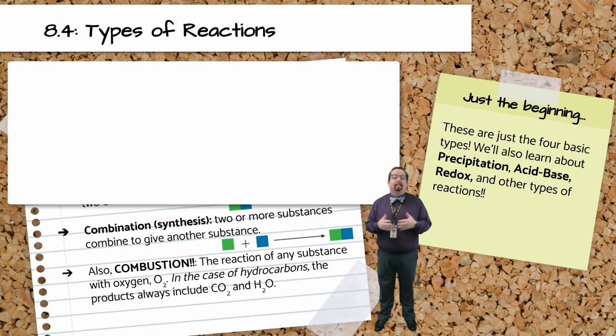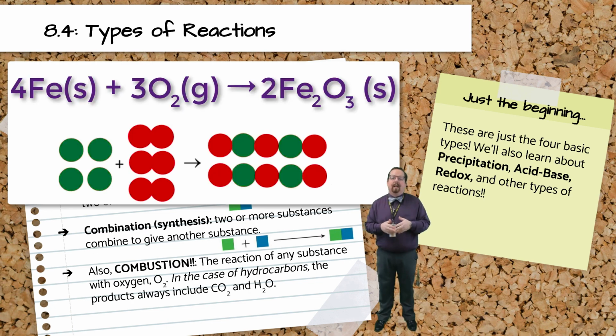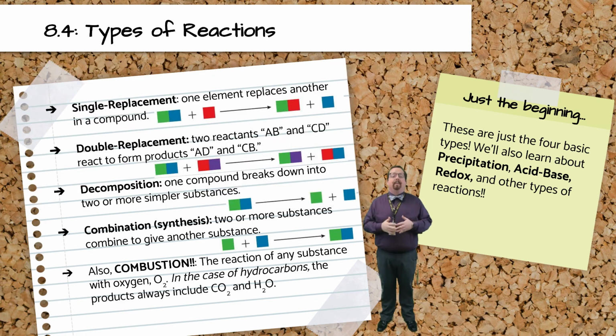We can also combust metals like iron to form metal oxides. The equation for iron's combustion looks like this. Is that a double replacement reaction? Well, no, that's two substances coming together to form one. So it's a combination or synthesis reaction. We'll learn about a few other types of reactions as well, but for now you need to be able to recognize these types, so let's do some examples.